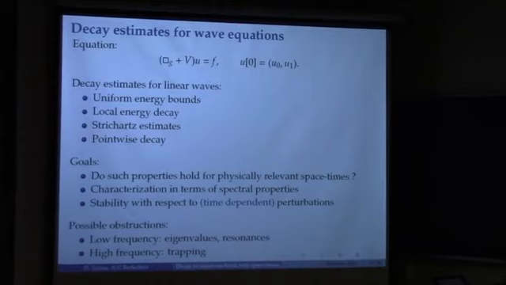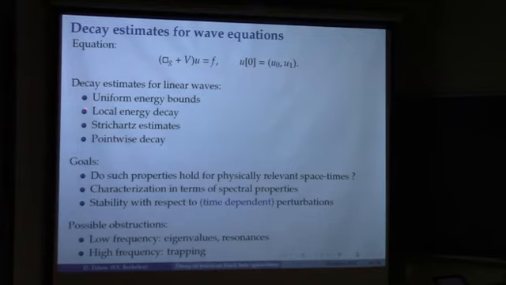So, what are these decay estimates? I will show you three classes of decay estimates. One, which is called local energy decay, I'll describe that in a moment. Then the Strichartz estimates, which have proved very useful in the study of nonlinear wave equations. And finally, pointwise decay, which has proved very useful in the study of nonlinear stability problems. I'll try to give you some idea of the flavor of the results that we can obtain in terms of these different kinds of decay measurements.